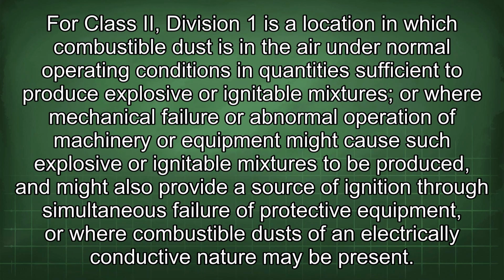For Class II, Division 1 is a location in which combustible dust is in the air under normal operating conditions in quantities sufficient to produce explosive or ignitable mixtures, or where mechanical failure or abnormal operation of machinery or equipment might cause such explosive or ignitable mixtures to be produced, and might also provide a source of ignition through simultaneous failure of protective equipment, or where combustible dust of an electrically conductive nature may be present.